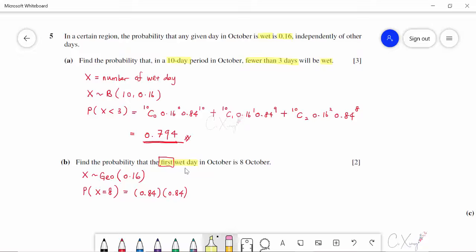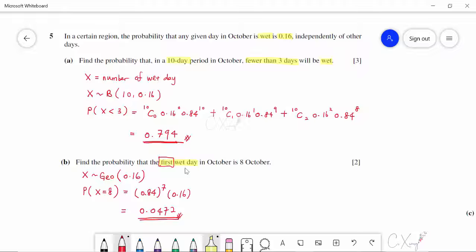So you continue to calculate for the 1st of October, 2nd, 3rd, until the 7th of October. Therefore, you need to power 7. You take 0.84 power 7, and then on the 8th of October, finally, it is the first wet day, so you multiply it with 0.16. Correct to 3 significant figures, your answer should be 0.0472.